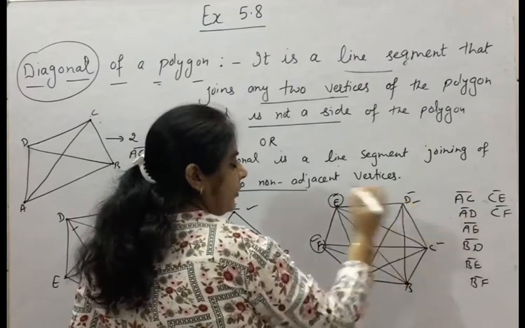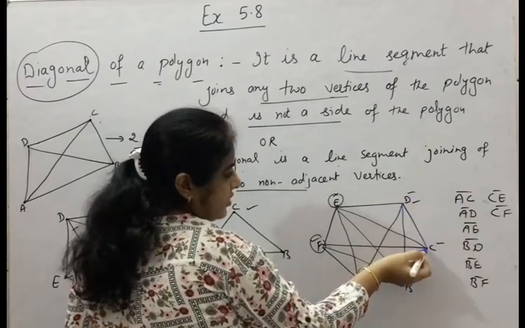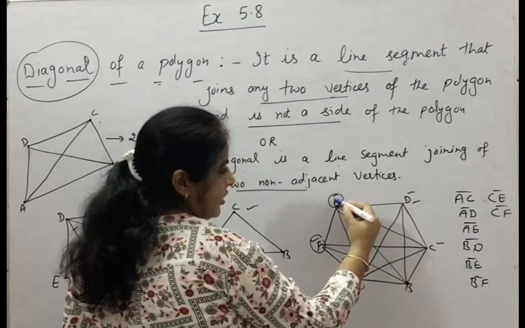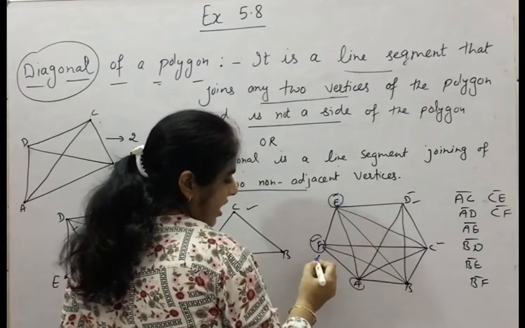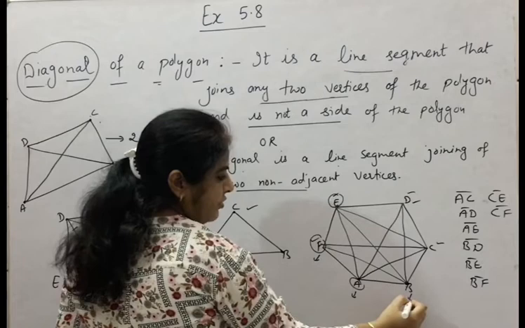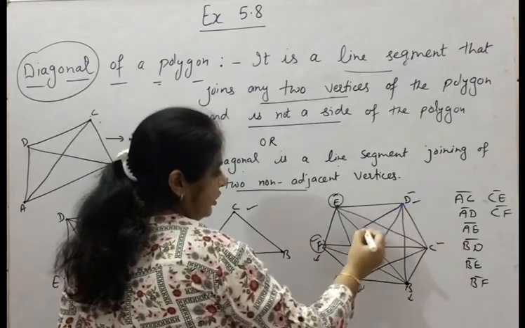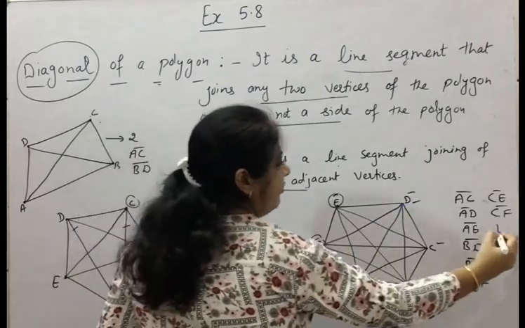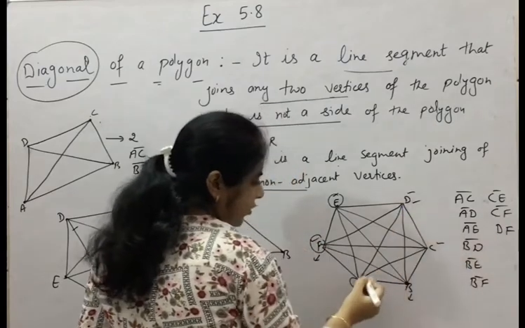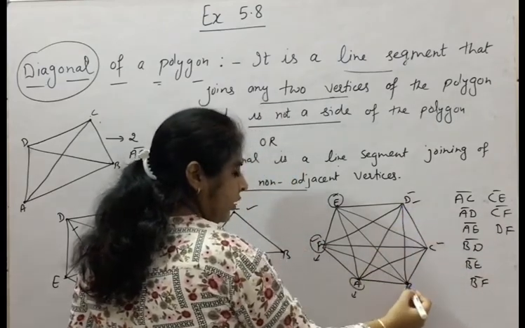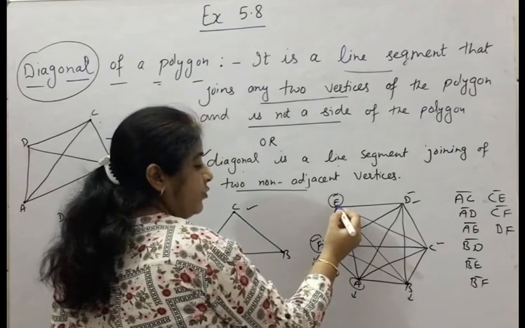Now come to D. The adjacent vertices are C and E, so the non-adjacent are F, A and B. Join D to F, DF. D to A is already joined, and D to B is already joined. Now come to E.